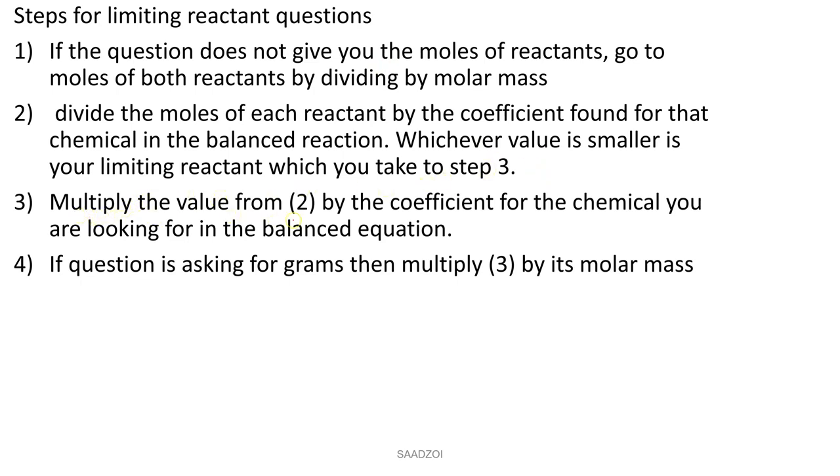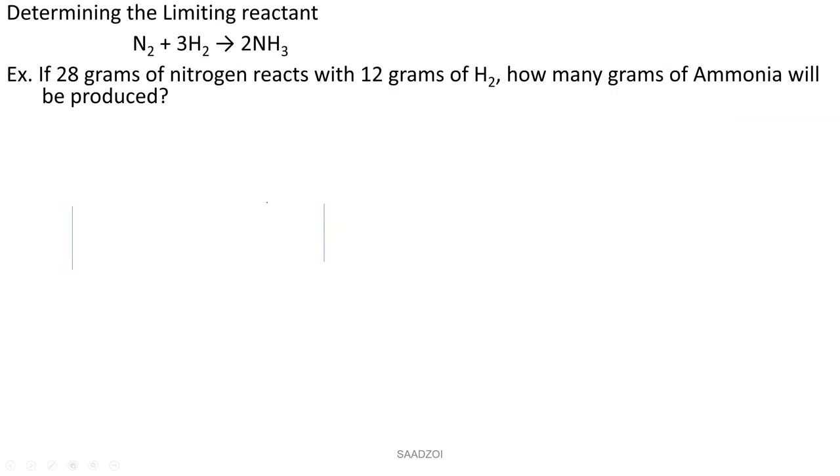3, you're going to multiply the value from whatever you get here by the coefficient for the chemical you're looking for in the balanced equation. And these two steps are the ones that are always required for stoichiometry. The first and last step really depend on what they're asking you and what they're giving you. And the last step is if the question is asking you for grams, to multiply whatever you get in 3 by its molar mass. So this may seem really confusing, so let's go over an example of it.